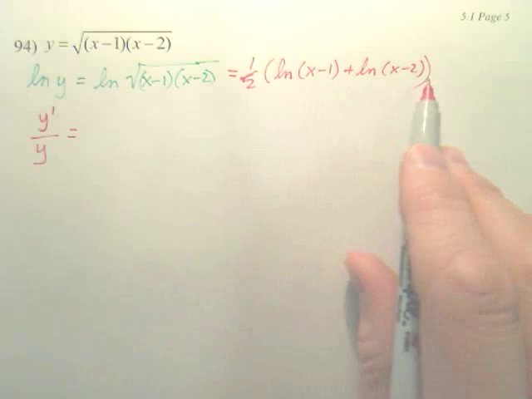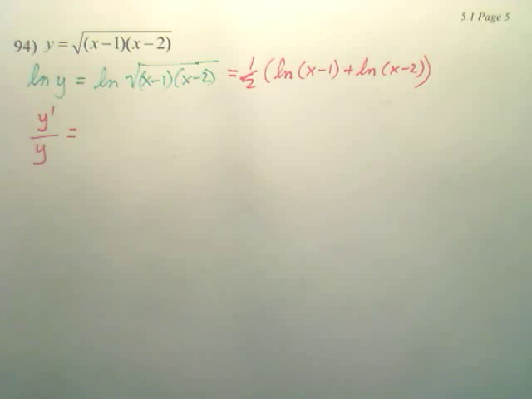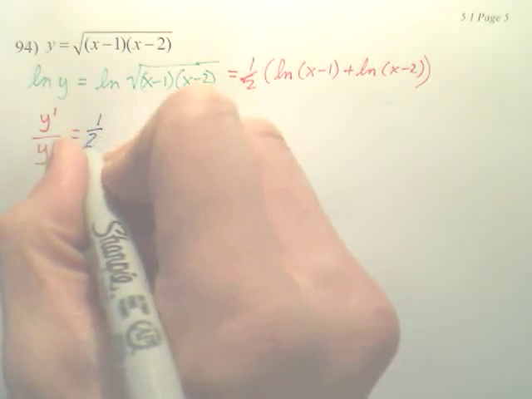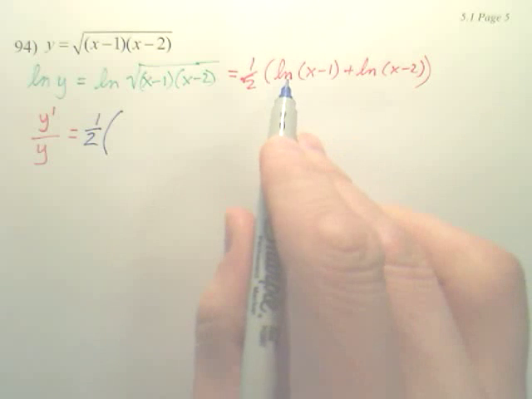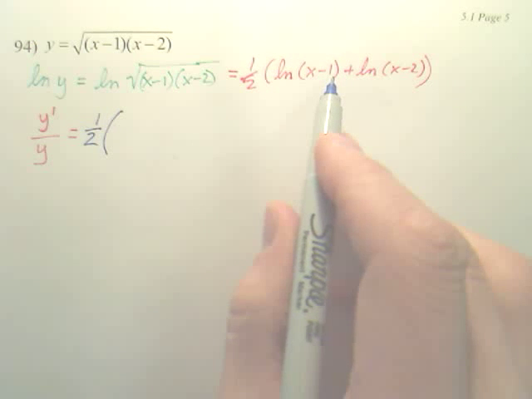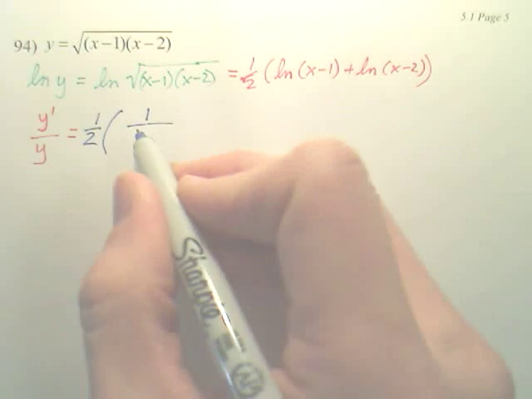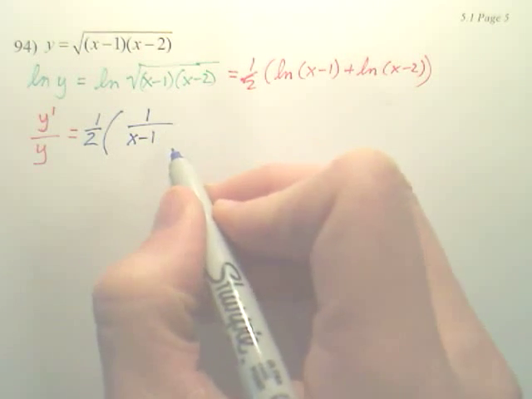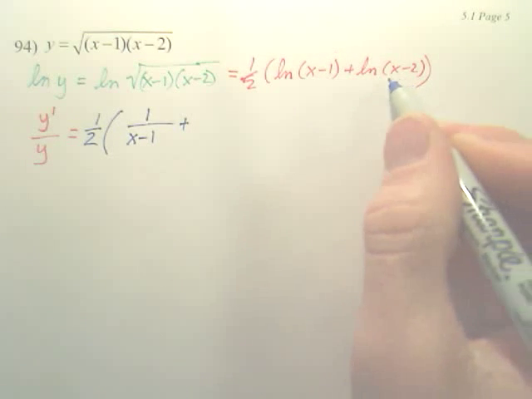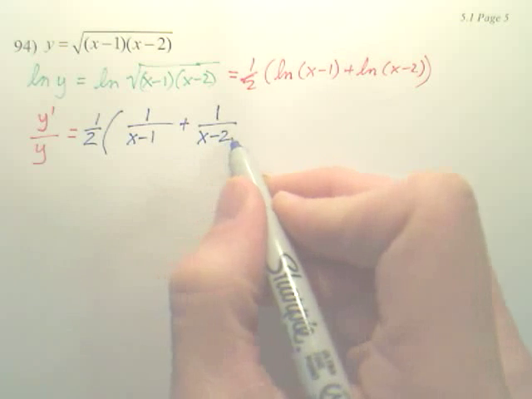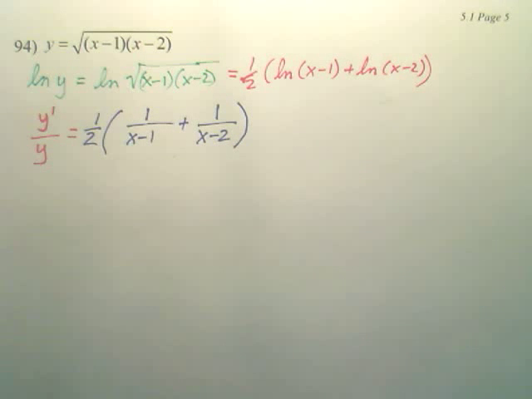So when I derive this right here, what do you get when you derive that? Well, the 1/2 stays, right? What's the derivative of ln x minus 1? Derivative of ln x is 1 over x minus 1. Plus, the derivative of this is 1 over x minus 2. And we're done.